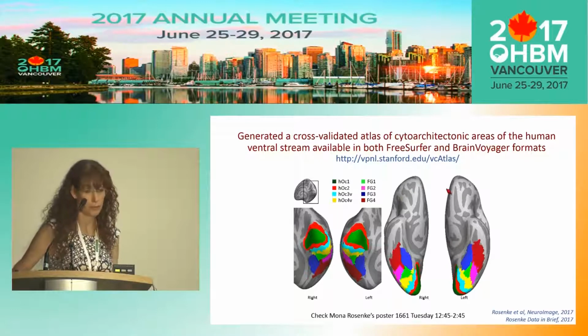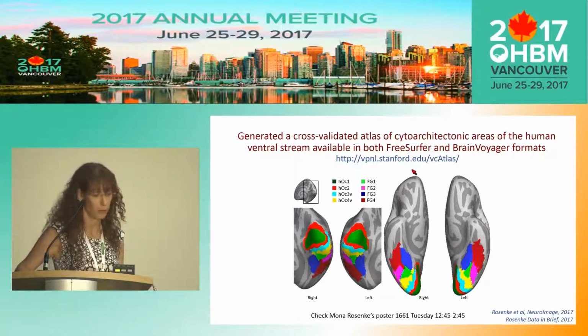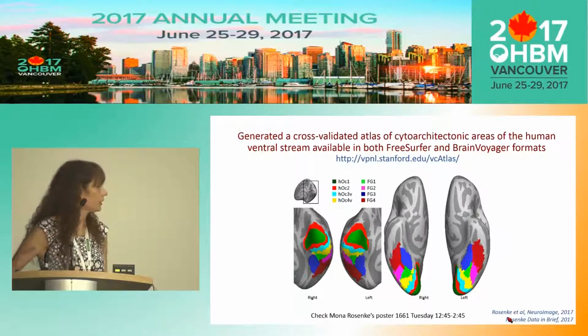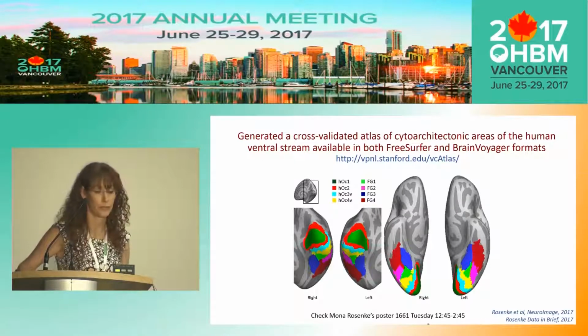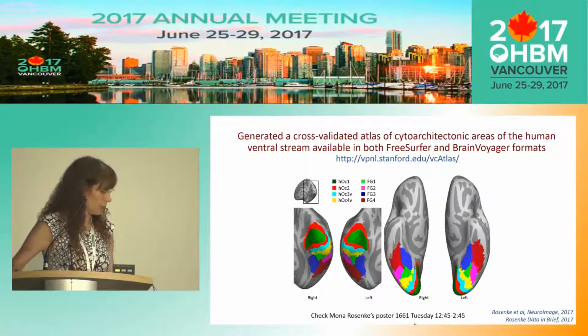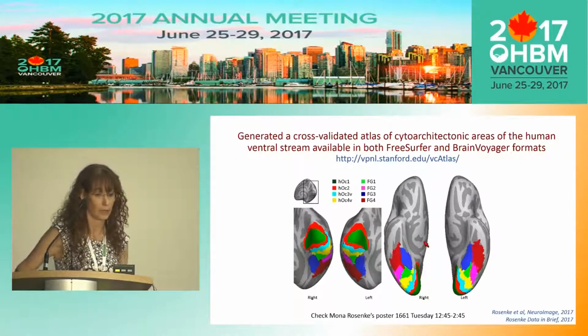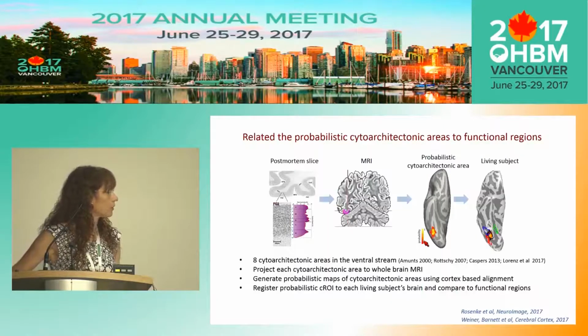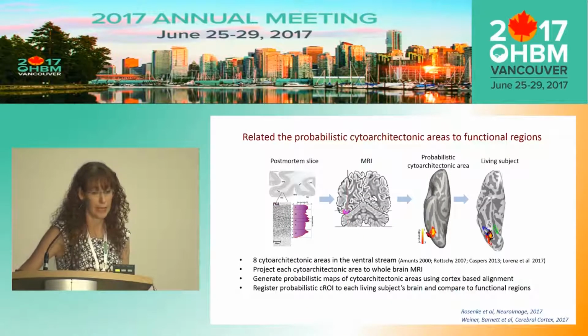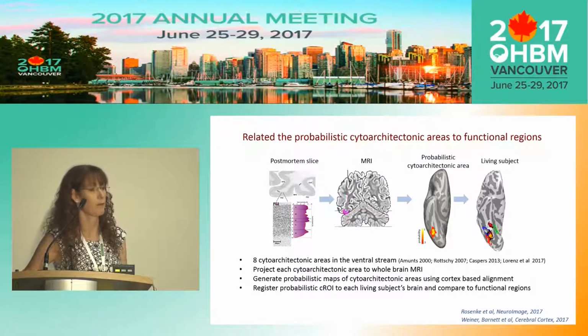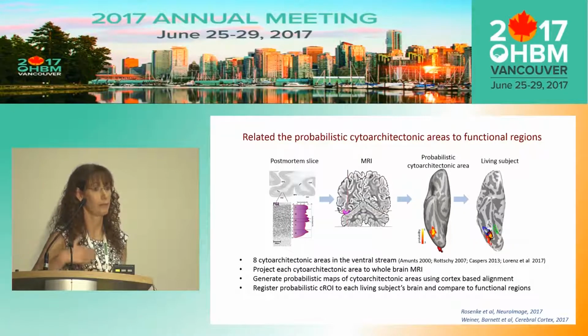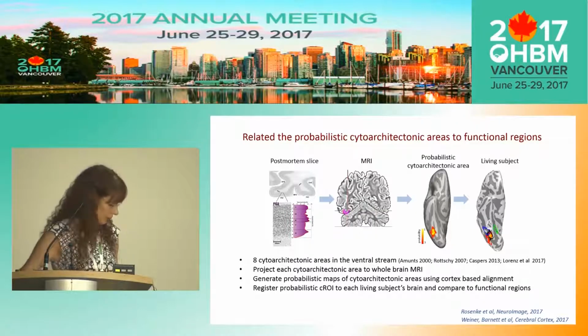This atlas is available both in FreeSurfer and BrainVoyager formats. You should feel free again to download it from this link. And if you want to hear more about how we generated this atlas and how you could use it, please visit Mona's poster on Tuesday. So now that we have this cross-validated atlas of cytoarchitectonic regions in the ventral stream, what we could do is use cortex-based alignment and project the probabilistic map of each cytoarchitectonic region into individual living subjects' brains, where we have defined functional regions, and see if there's an overlap between a functional region and a cytoarchitectonic area.